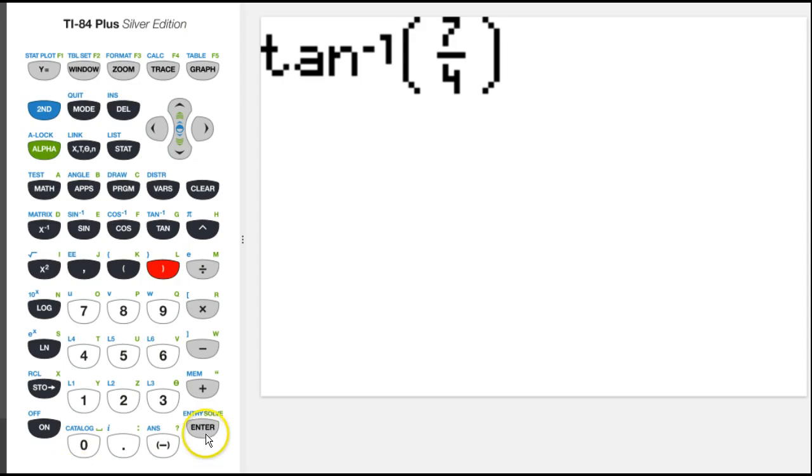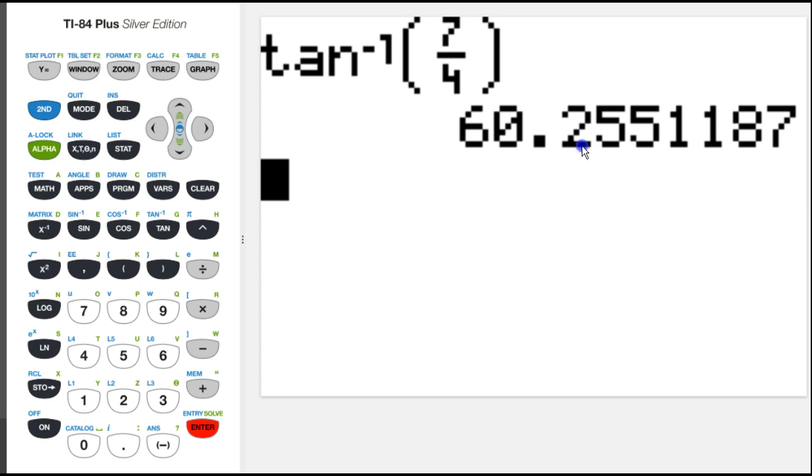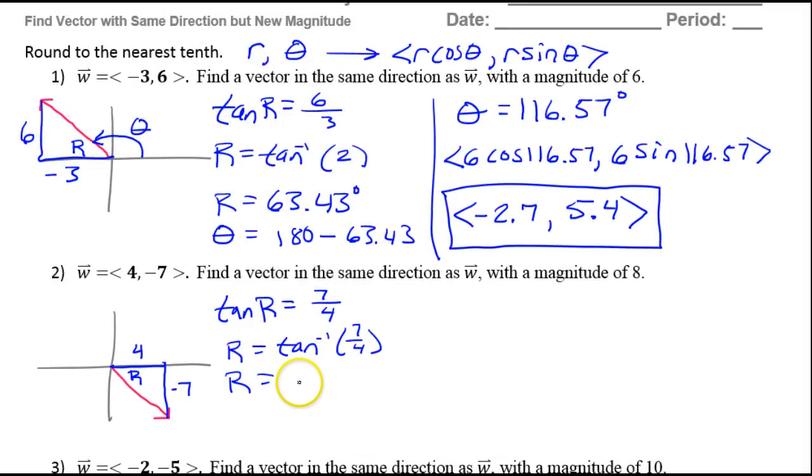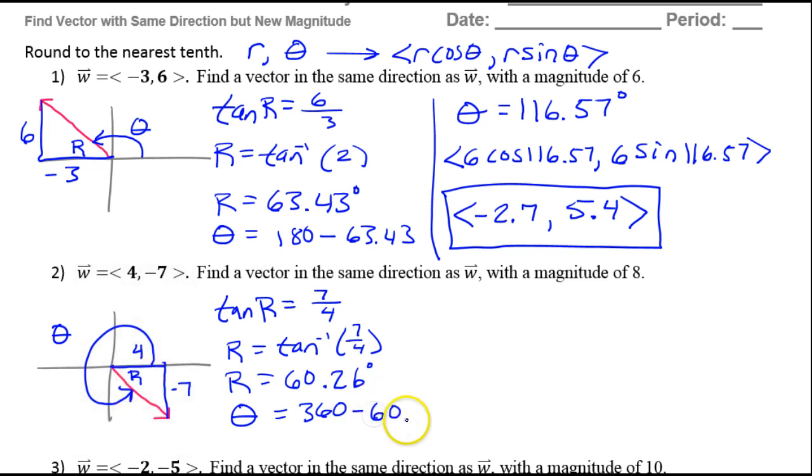Calculator. So 60.26 degrees. Now, the actual direction has to be measured from the positive x-axis like this. We call this theta. So we should be able to find theta by doing 360 minus R. So the direction is 299.74 degrees. So that's the direction of vector W.